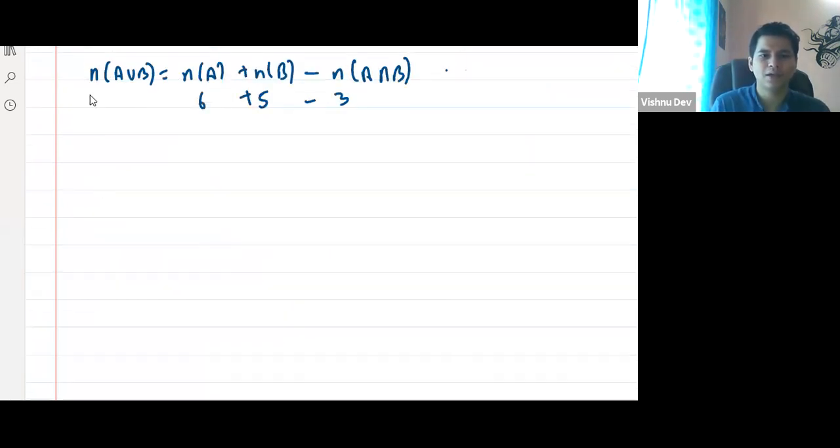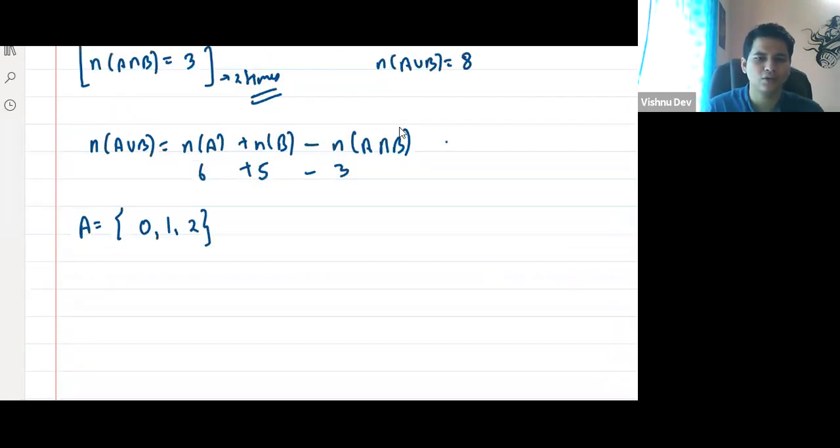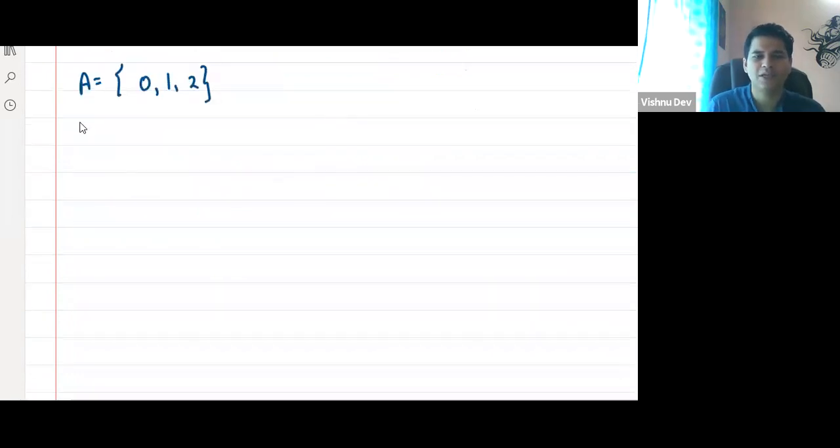Okay, now suppose I have a set A equal to {0, 1, 2}. Now my question is, yes, you can write like that. Obviously you can write like that. If you put this here, it will work. Now tell me, how many subsets of A can be formed? My question is, how many subsets of A can be formed?